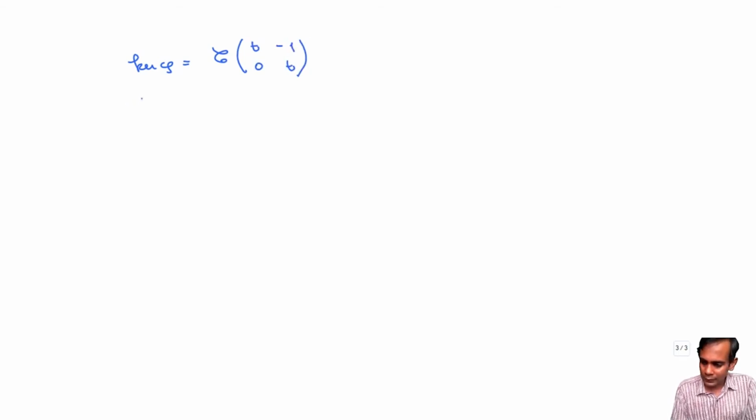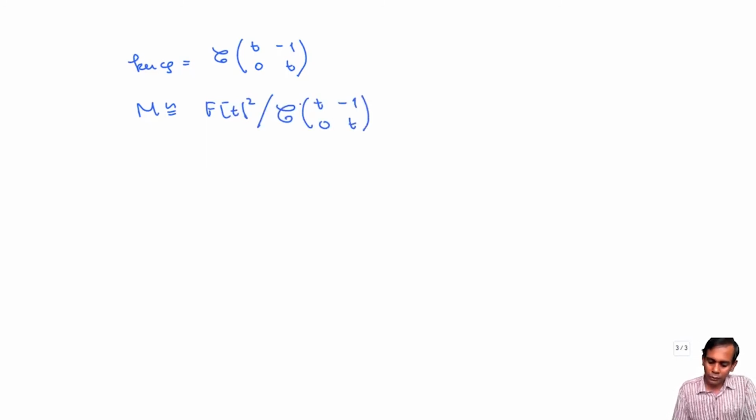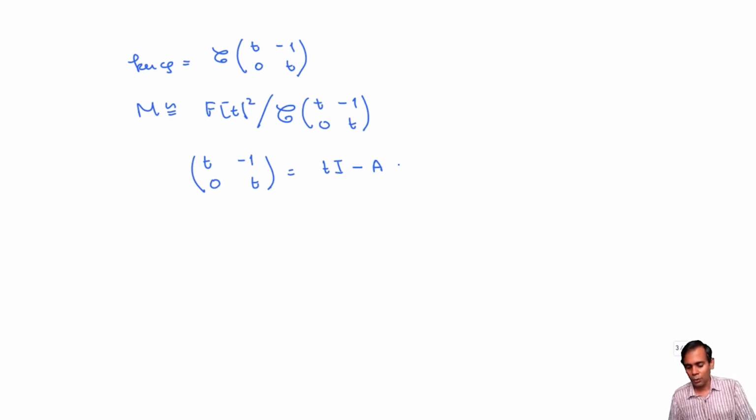And so what we have is that the kernel of phi is the column space of the matrix (t, -1; 0, t). And so what we have is that M is isomorphic to F[t]^2 modulo the column space of (t, -1; 0, t). Now one thing you notice is that this matrix can be written as t times the identity matrix minus the original matrix A = (0, 1; 0, 0). And this is going to be a phenomenon which will hold in general.